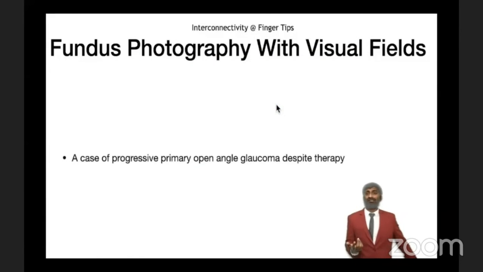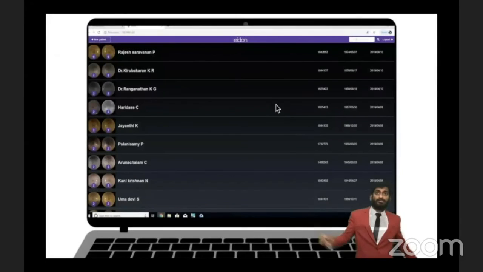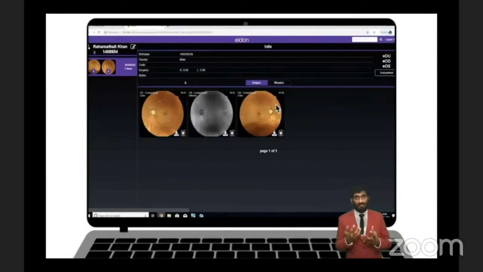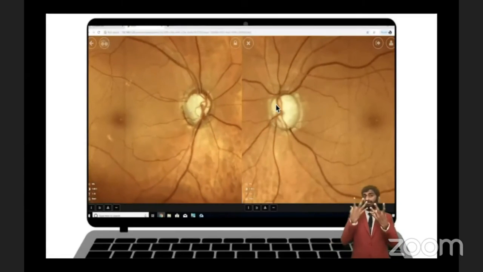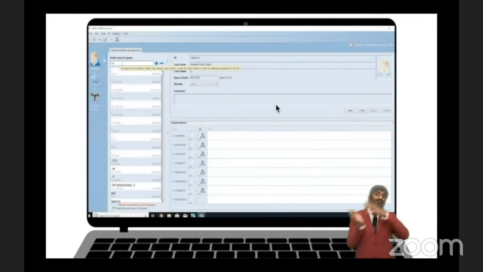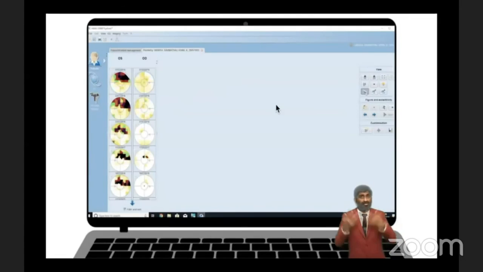So let us see some practical examples, a case of progressive primary open-angle glaucoma despite therapy. The patient's fundus examination is done at our slit lamp on our laptop. The right eye and left eye, you can see a zoomed examination is done. And then enter the MR number of the patient, the visual fields icon is clicked and opened.